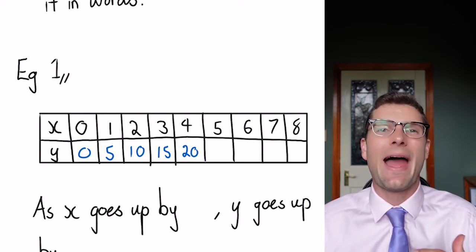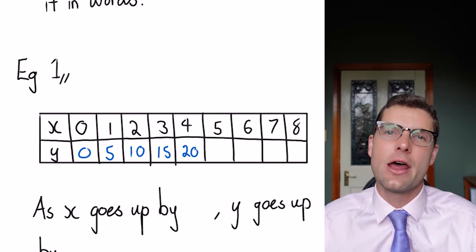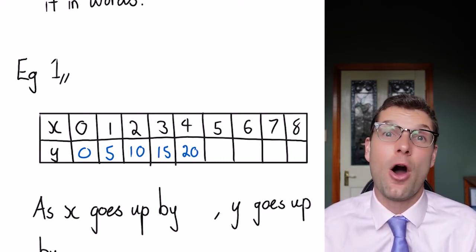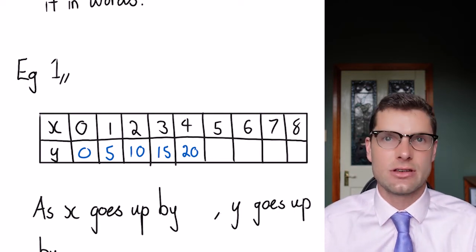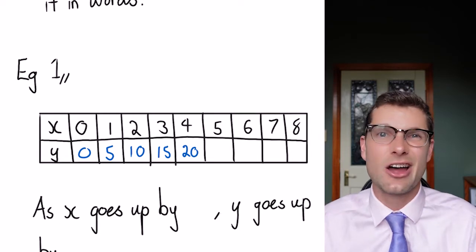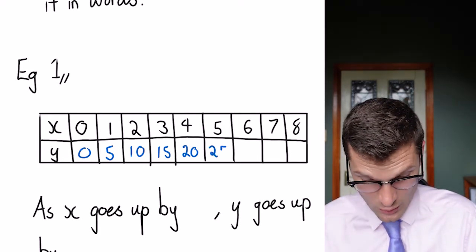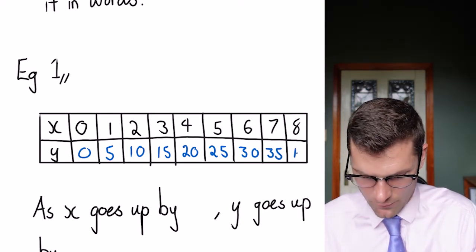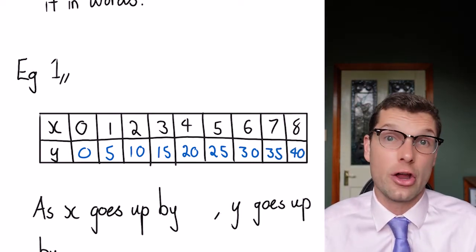Because we know the pattern is repeating itself over and over again, we can work out what these boxes are. It's going up by 5 every single time that X goes up by 1. So to change that 20 into the next box, I just have to add 5. So that becomes 25, the next one's 30, 35, and then 40. And that makes a whole lot of sense.